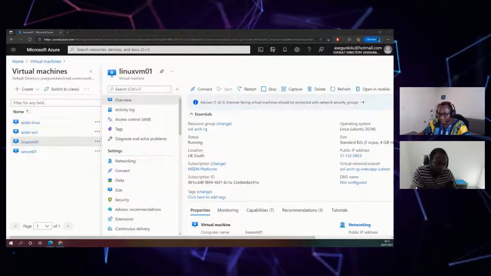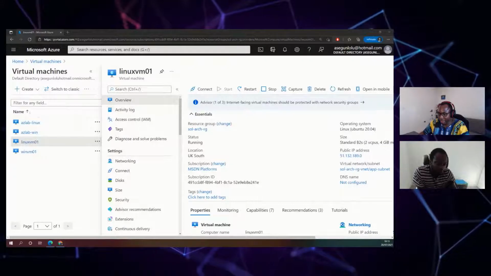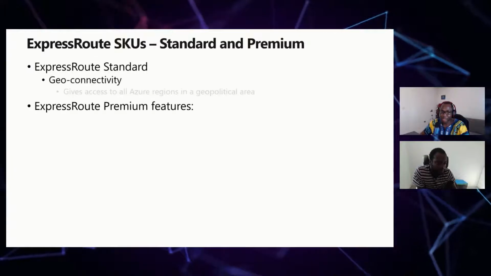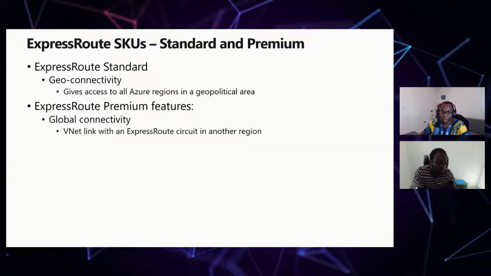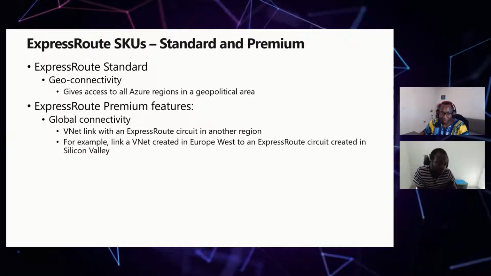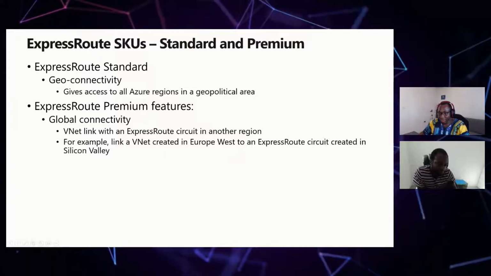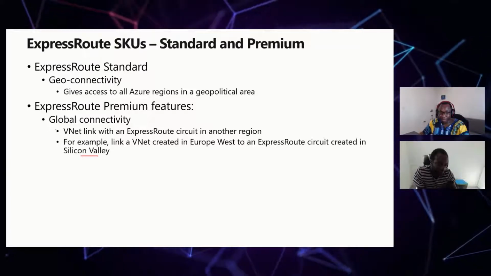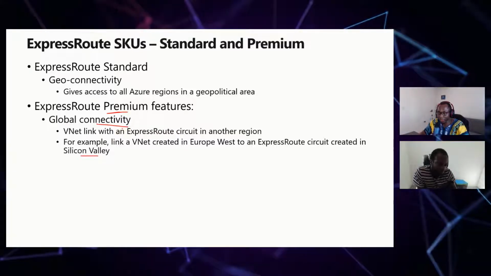Yesterday, we also looked at the different types of ExpressRoute connections that exist. We saw that we have the different SKUs: the standard and the premium. We mentioned that standard has geo connectivity within a geopolitical region, while ExpressRoute Premium has global connectivity. An example of that is you have a virtual network in West Europe. You can link that with an ExpressRoute circuit that's in Silicon Valley, for example, because you're using Premium, which has global connectivity. And that plays into disaster recovery scenarios.